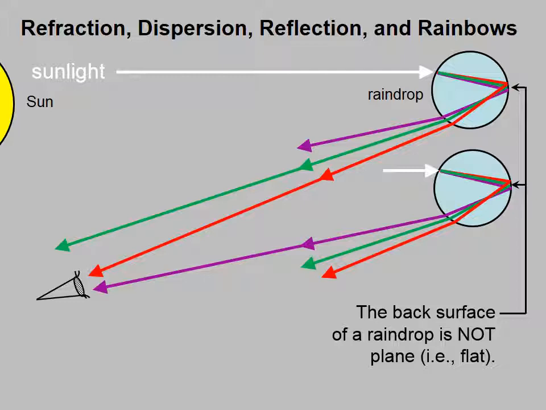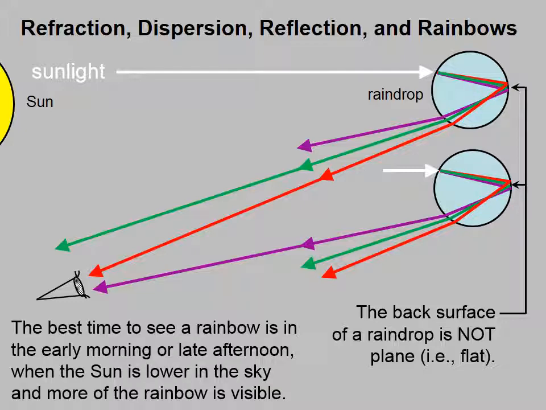This is why, whenever we look at a rainbow, the red of the rainbow is on top, and the violet is further down, with all of the other colors, of course, going in some sort of continuum in between. The best time to see a rainbow is in the early morning or late afternoon, when the sun is lower in the sky and more of the rainbow is visible.